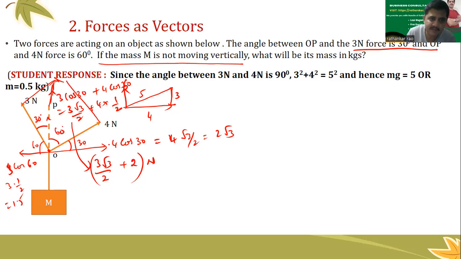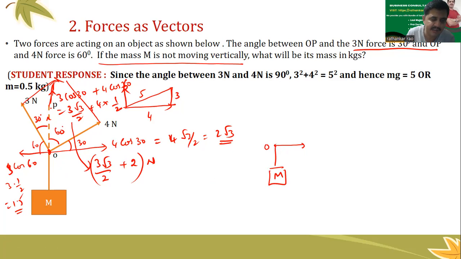Now you see, this force is larger than this force. As a result, what will happen? The knot which you see here will not stay over here, but instead this is an unbalanced force. This is 2 root 3 Newton, this is 1.5 Newton. This force is larger, so you should expect the mass to move like this. If the mass is moving like this, it means the point O is moving like that. This is the mass attached to this.